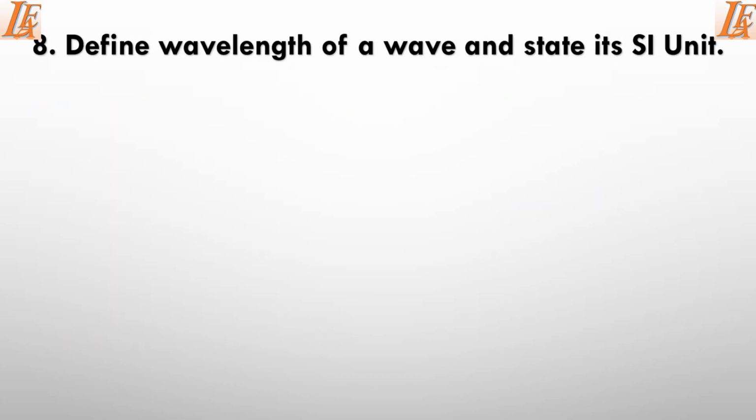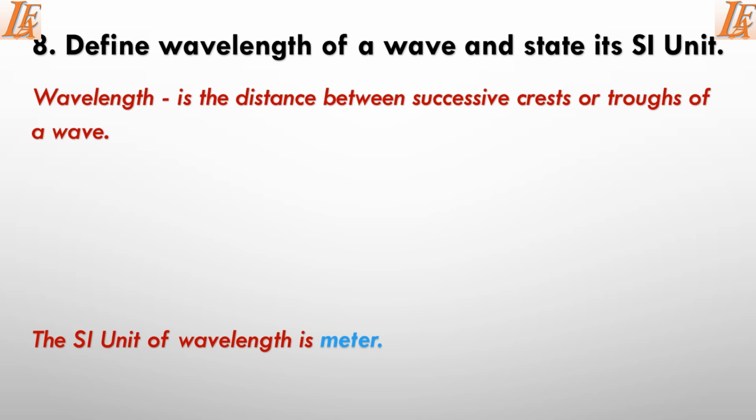Question 8. Define wavelength of a wave and state its SI unit. We define wavelength of a wave as the distance between successive crests or successive troughs. When we talk about successive, it means crests should be following each other. If it is troughs, the troughs should be following each other.